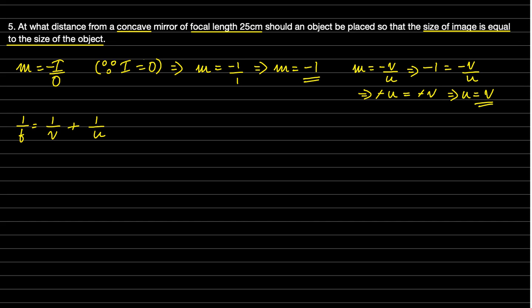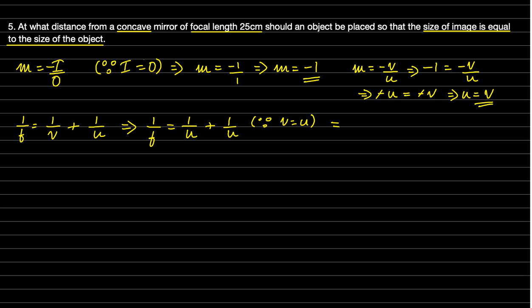Now see, the question had asked at what distance from a concave mirror of focal length should an object be placed. So we need to find the object distance. So it is better we write v in terms of u. So what happens here is I get 1 by f is equal to 1 by v can be written as 1 by u plus 1 by u remains as 1 by u. We can write it here since v is equal to u.